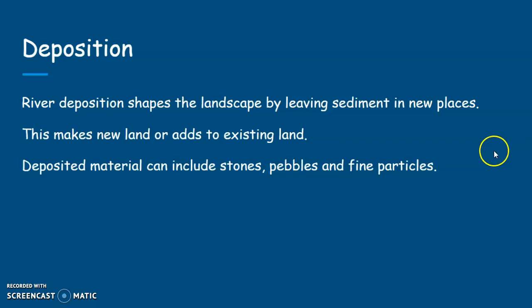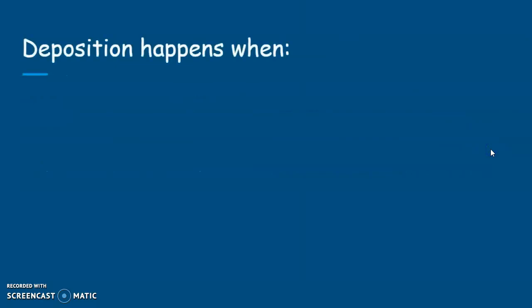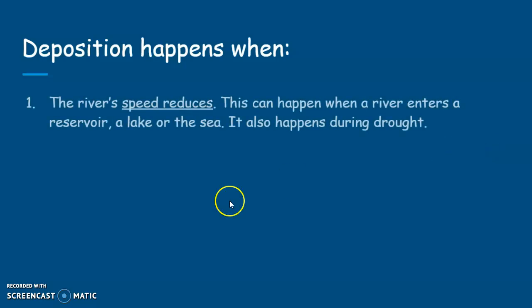So all of this eroded material, all of these load of the river that has been transported downstream eventually has to be dropped by the river somewhere, and that is your deposition. So it happens in several places. So the first one, or the first reason that deposition would happen, is when the speed of the river reduces.